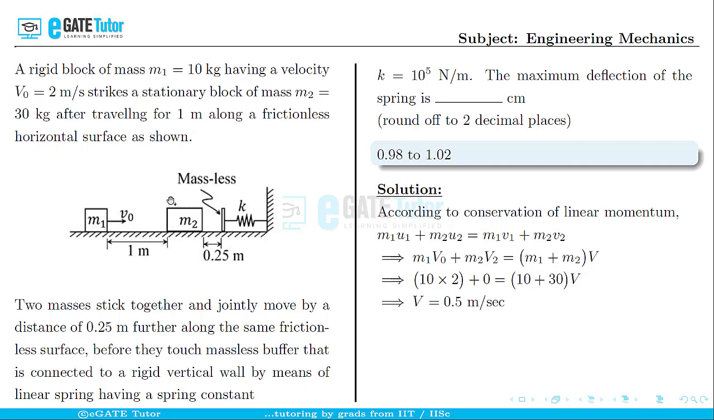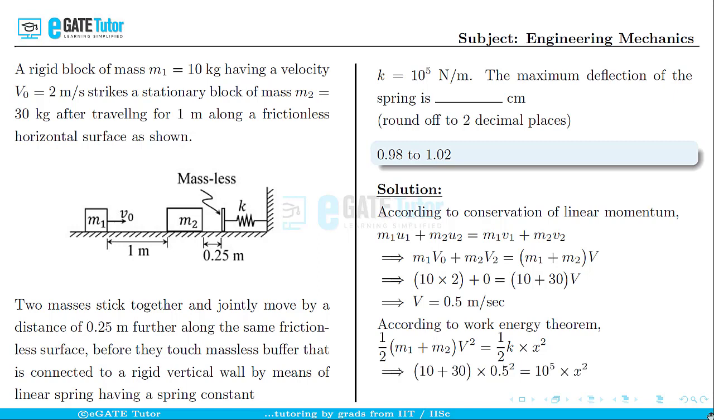Now after they start moving as a single unit, when they touch the massless buffer and the spring starts compressing, the work energy theorem will be applied. According to the work energy theorem, half (m1 plus m2) v squared is equal to half k x squared, where x is the deflection of the spring. Just substitute the values of m1, m2, v and k. The only remaining unknown is x, which turns out to be 1 centimeter.